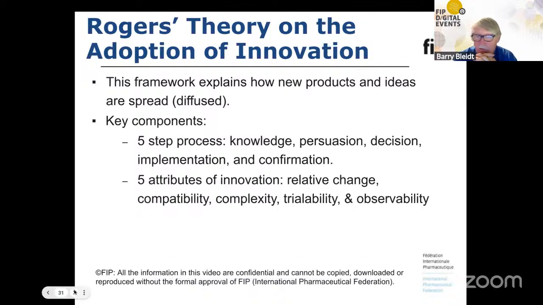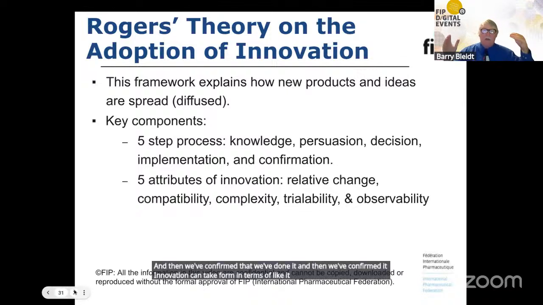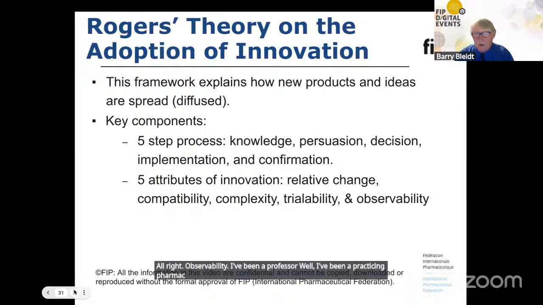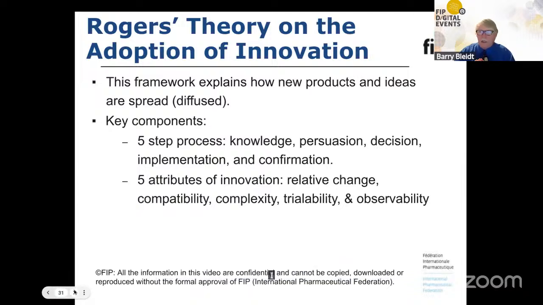Innovation can take form in terms of relative change. Is it compatible with old technologies? Complexity, all right. Observability, all right. I've been a practicing pharmacist for more than 50 years. I remember a significant innovation change in teaching. We went from the chalkboard to the whiteboard. Yeah, that's how long ago I was a student and teaching. My first years of teaching were on a chalkboard. So, innovation. Next slide.